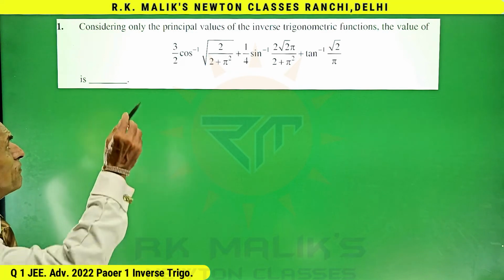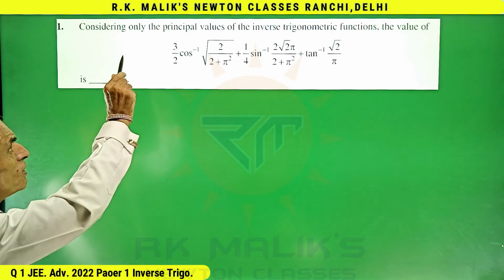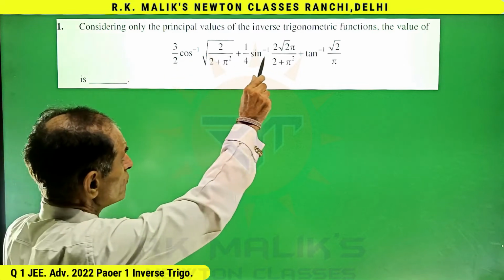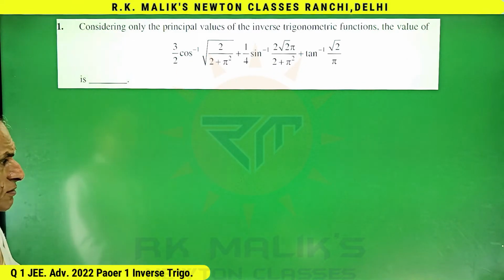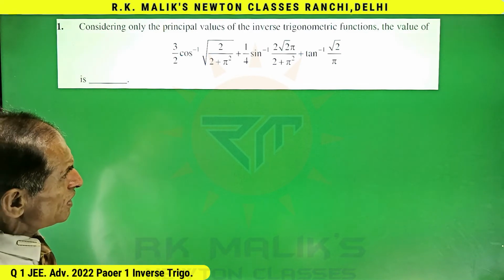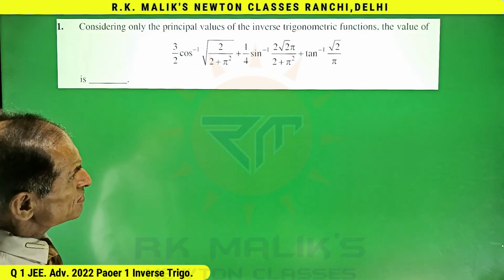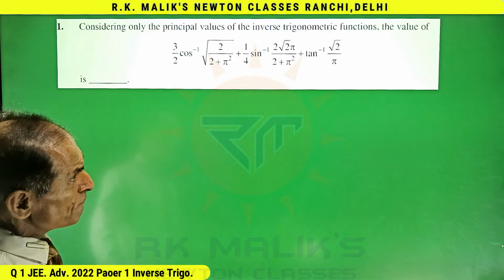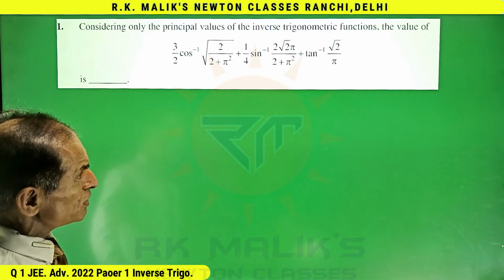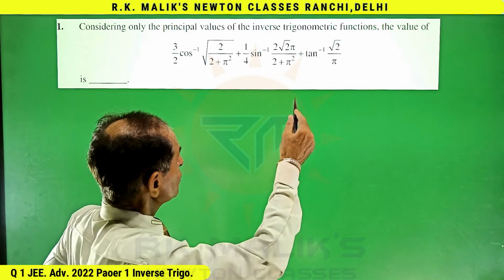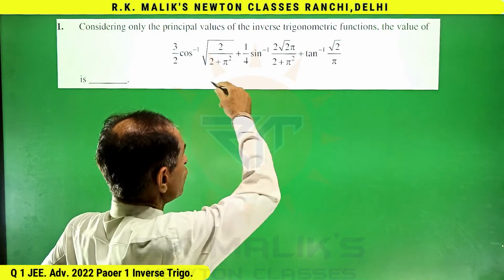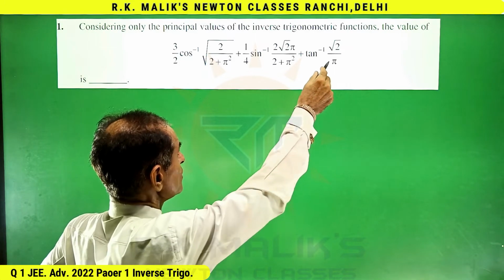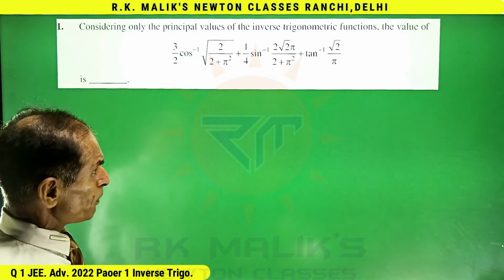In this question, it is given that considering only the principal values of inverse trigonometric functions, find the value of this expression. It seems to be a difficult question, but if you note it carefully, it is easier for us to convert the whole question in terms of root 2 upon pi.